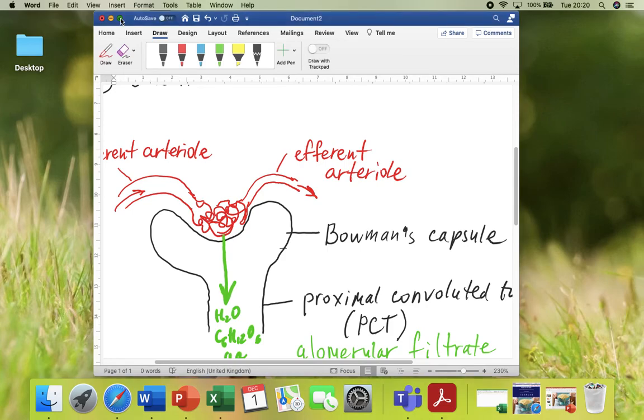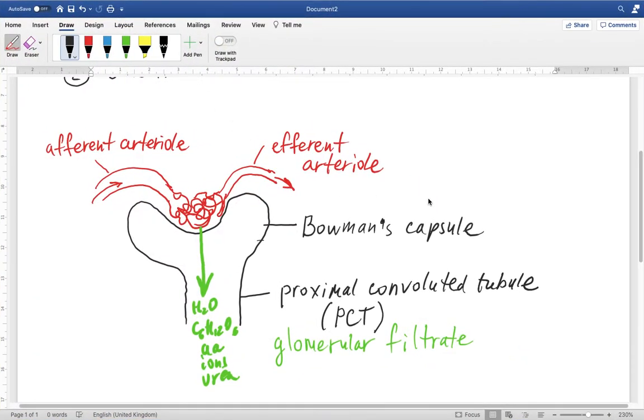Okay. So in your nephron, you have 3 barriers of filtration. So let me write it down. 3 barriers of filtration. Okay, so 3 barriers of filtration. There you go. Got there in the end.